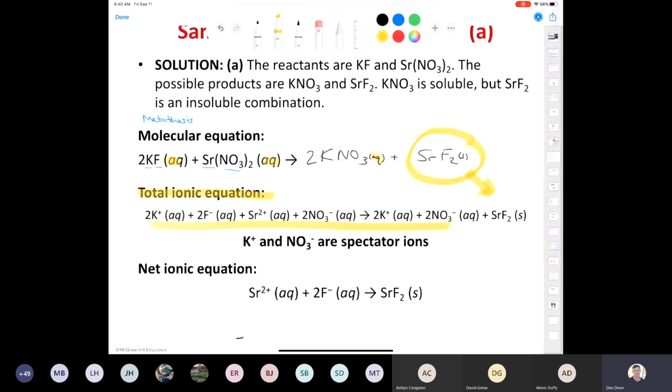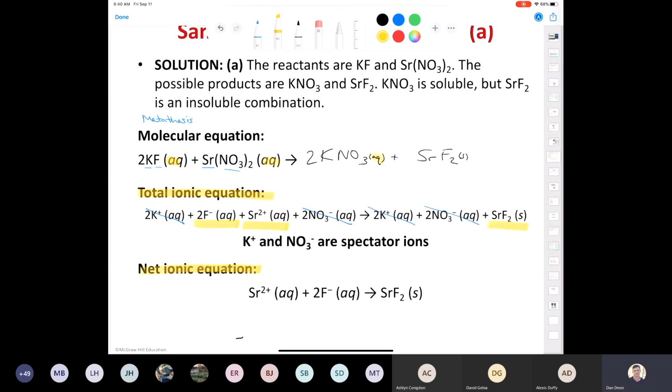What do we do next? We're going to cancel out any ions that don't participate in the reaction. Well, if I look at my potassium, it remains unchanged on both sides of the equation. If I look at my nitrate, it ends up unchanged. And so in my net ionic equation, I'm going to put that I have strontium plus 2 fluorines gives me strontium fluoride solid. And that is my net ionic equation. So you've got to be able to do a question like this.